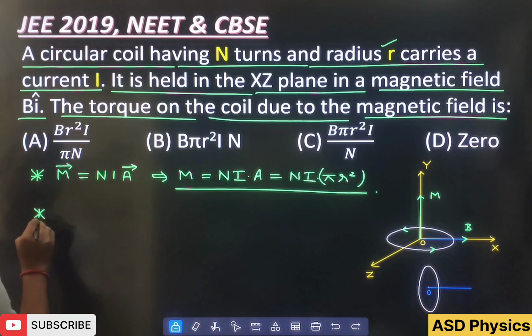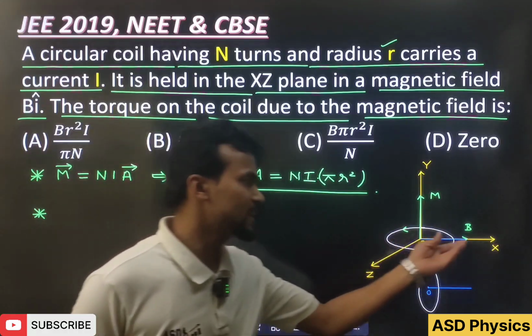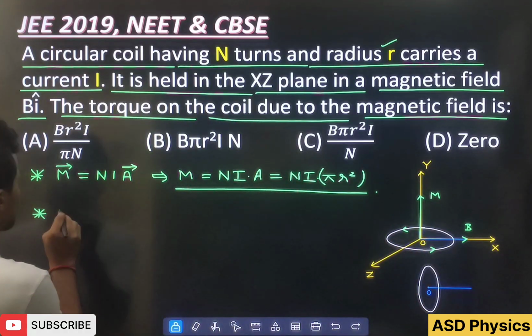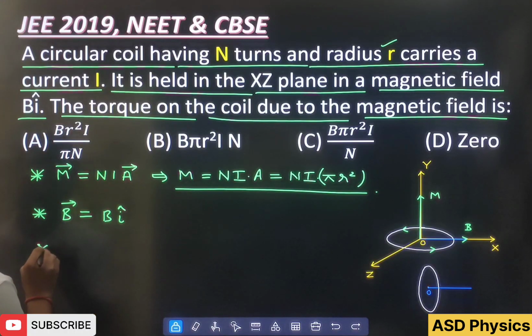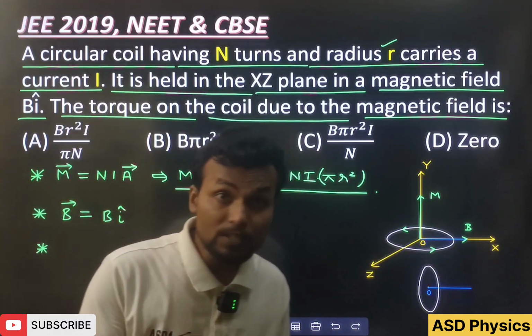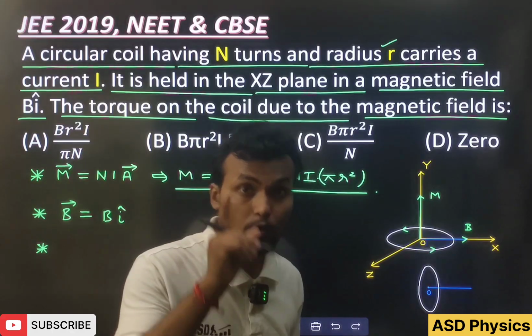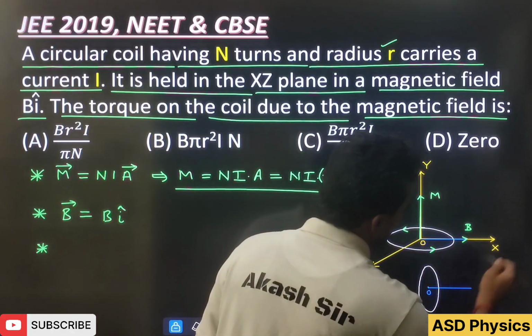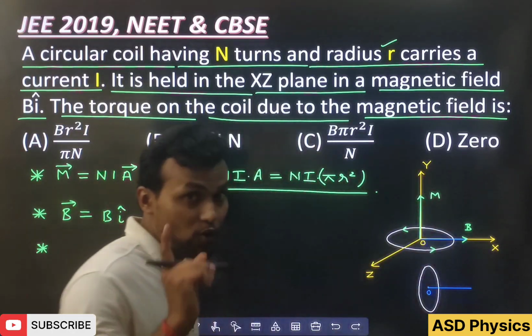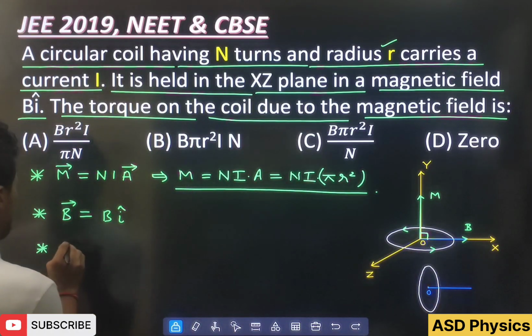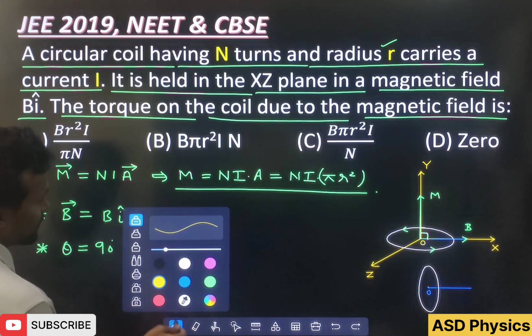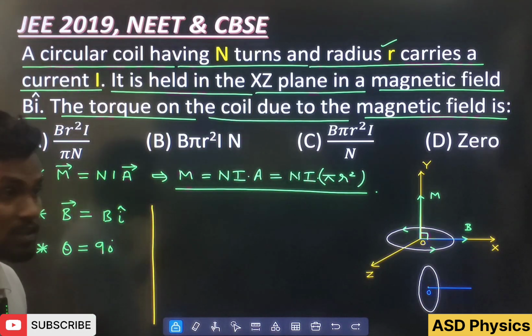After that, next, the magnetic field. Magnetic field is in which direction? X direction, not a problem. You can see it is given here, vector B equal to B i cap. Now next, what is the angle between magnetic field and magnetic moment? Magnetic field is along the x direction, magnetic moment is along the y direction. So how much angle is it making? 90 degrees. That means the angle between magnetic moment and magnetic field is 90 degrees. Okay, so I can solve this question in two ways.